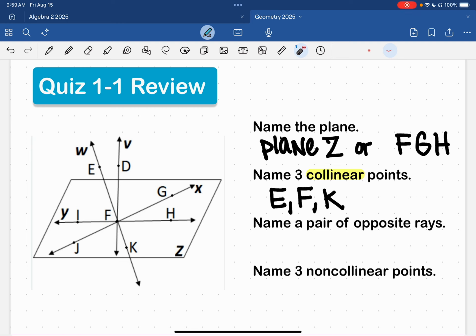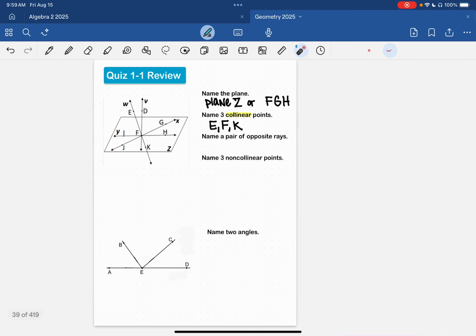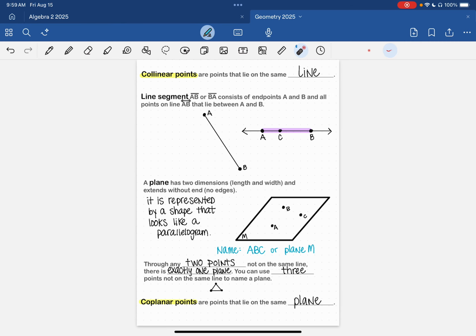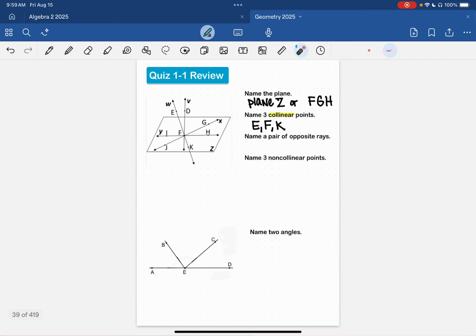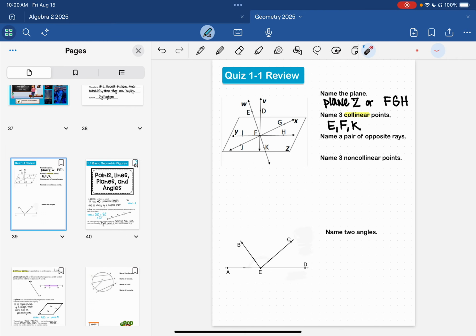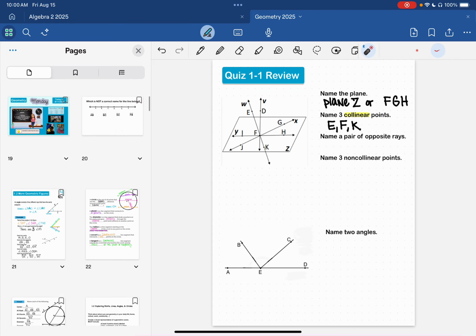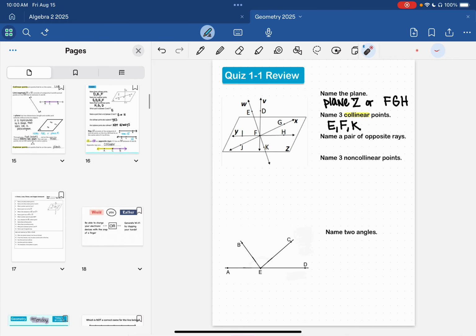All right, then you're going to be asked to name a pair of opposite rays. This is in lesson 1.1 as well. Oh, did I bring that page? Let's see. I might not have brought that page over. I didn't. It's the next page. Hold on just a second. Let me go grab that page. I didn't want to have to do this, but that's okay. Let's go take a look at that page.